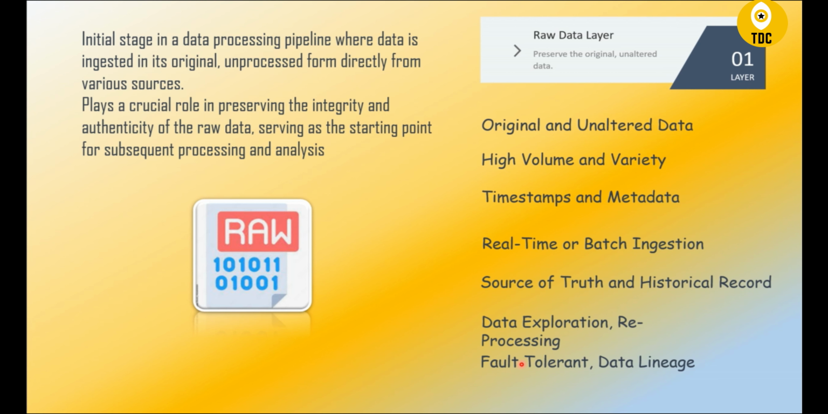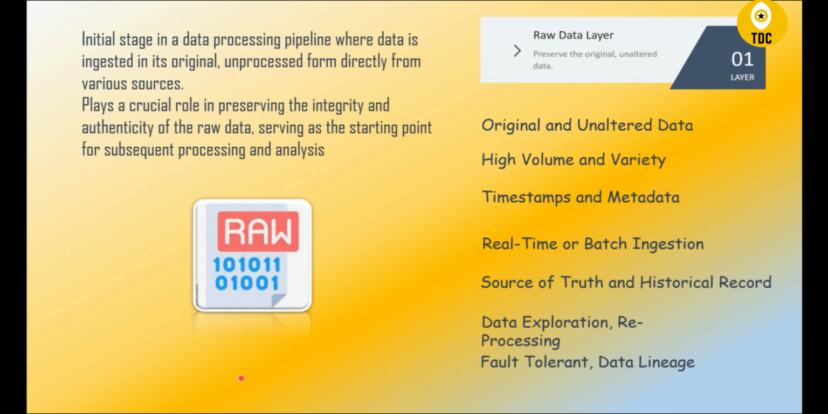It is also highly fault tolerant because it acts as a fault-tolerant layer, ensuring that even if a downstream process fails, that means an upcoming layer fails, the raw data remains intact for recovery. Suppose you have different layers further on; even if a further layer fails, you can reprocess the data using the raw layer. So you don't lose the data, and you can also retrace the data using data lineage, because data lineage starts from the raw layer.